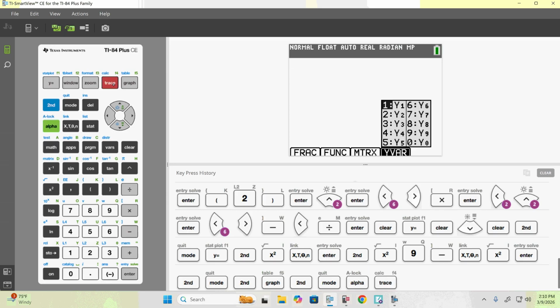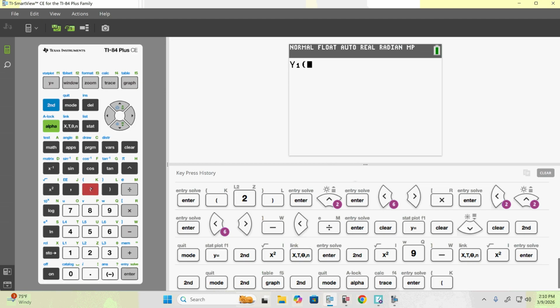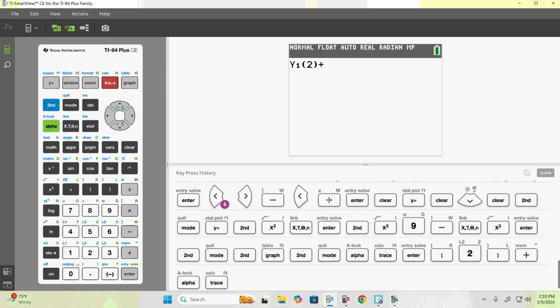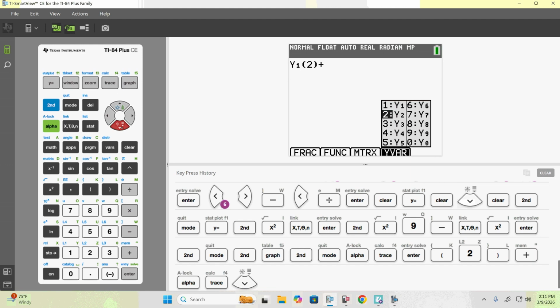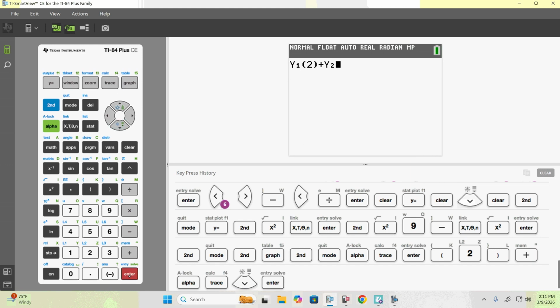What we want to do is hit alpha, trace, and you should get this list of y1 to y0. Now, we're going to hit enter to select y1. Parentheses 2, close parentheses. Because what we're telling the calculator to do is take the equation y1 and plug 2 in for x. And we want to add to it g of x. We go alpha trace, select y2, and hit enter. Then parentheses 2, close parentheses.